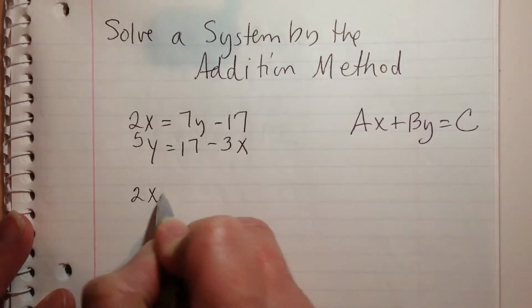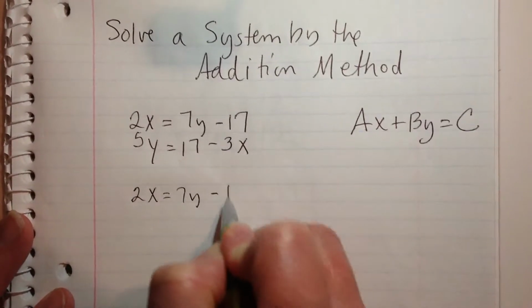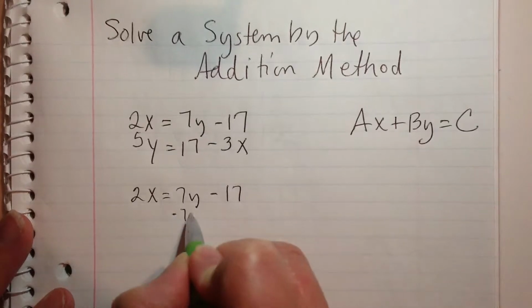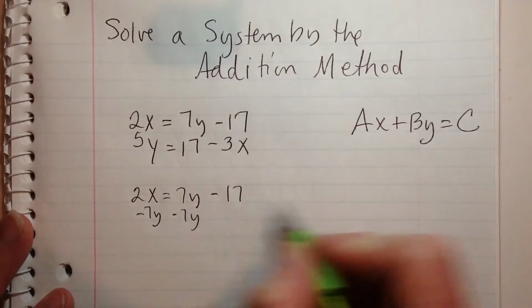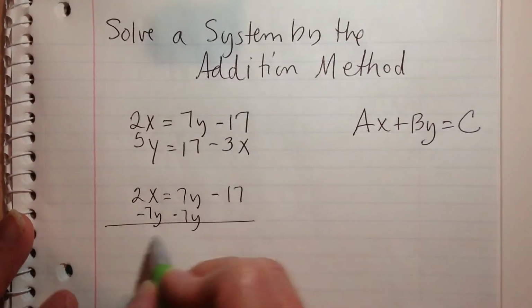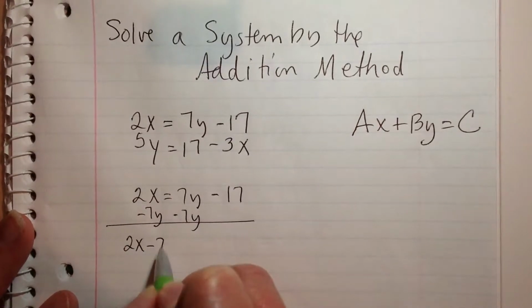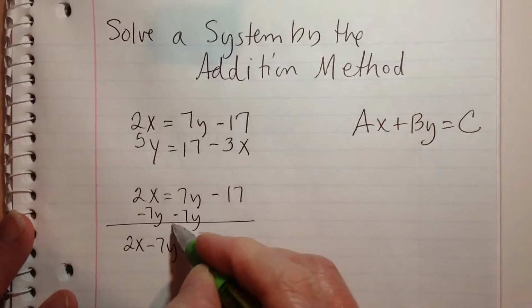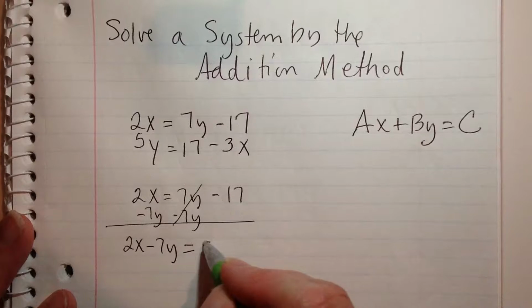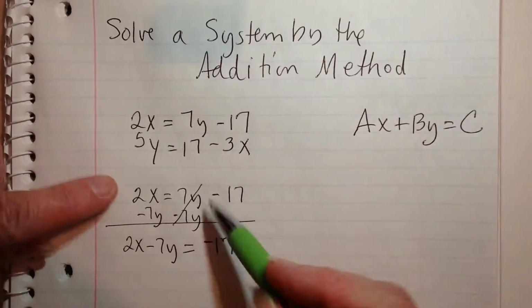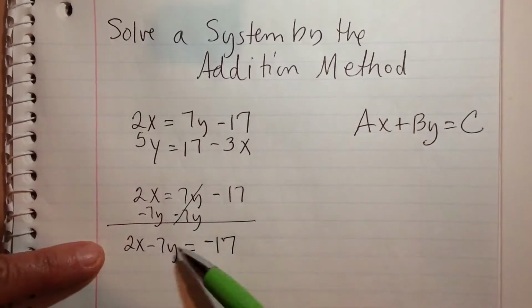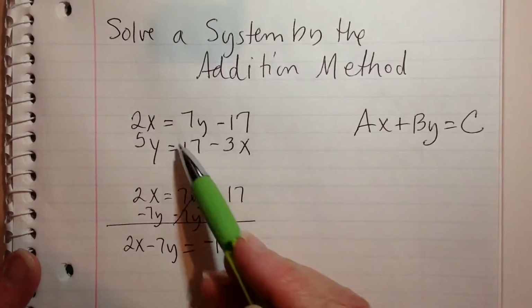So let's put both of them in this form. Here I have 2x equals 7y minus 17. So let's subtract 7y from both sides. And when I do that, I end up with 2x minus 7y equals, the 7y's cancel, minus 17. I can't subtract an x from a y, so I just have to write those side by side.